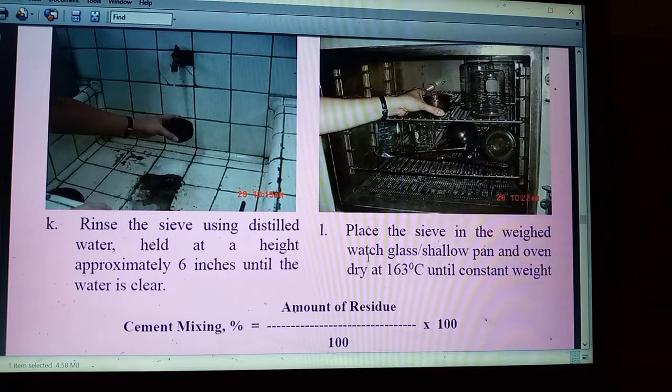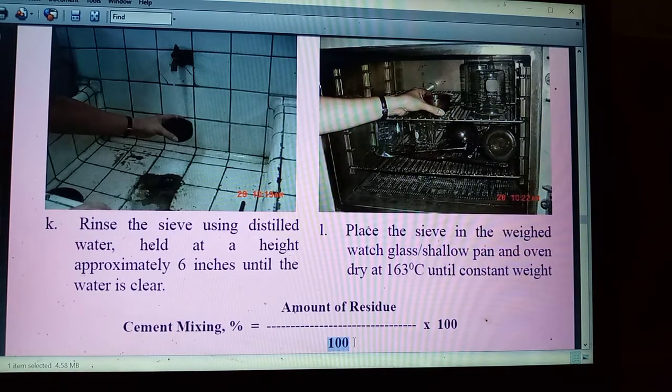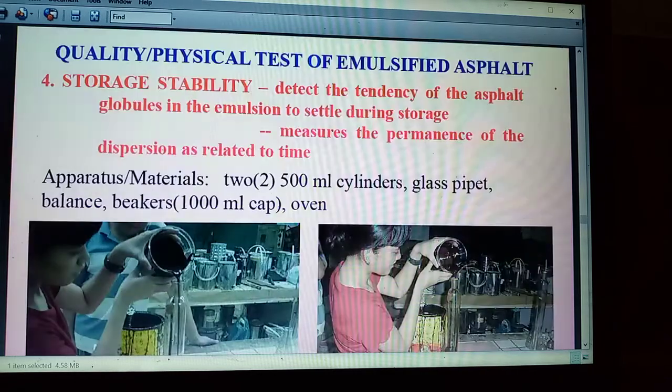Bakit 100? Kasi yung ginamit natin na original na quantity is 100 ml. Okay? 100 ml, di ba? Natatandaan nyo? Unlike nung previous 1,000. Pwede rin 200 yung gamitin nyo. Okay? 200 ml yung gamitin nyo. Okay? So, if 200 to, may corresponding amount of residue din siya. Okay? Anyway.